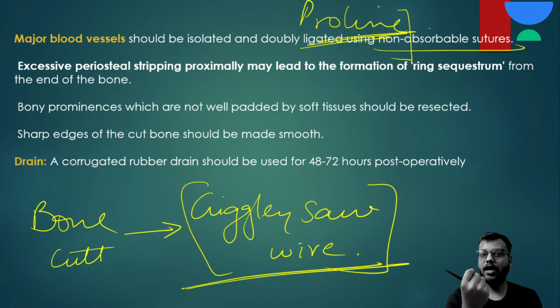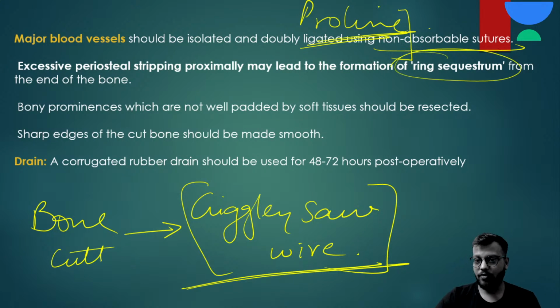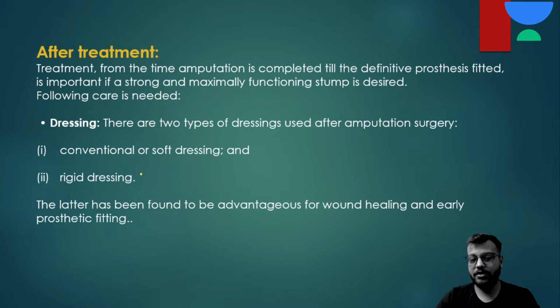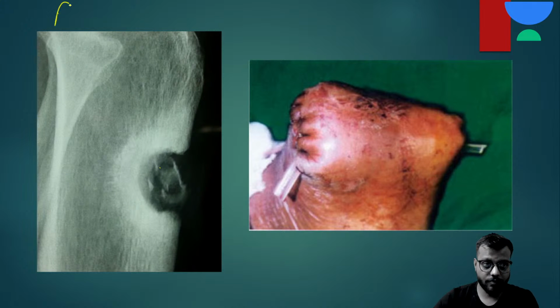cut the bone. Okay, so you remove the periosteum, but ज्यादा posteriorly you should not remove the periosteum because उसमें blood supply होती है, and if there is infection, अगर वो infection proximally it goes, then there will be osteomyelitis and it will lead to the formation of ring sequestrum. Okay, अगर आपने periosteum बहुत proximal तक remove कर दी है, then it can lead to the formation of ring sequestrum at the stump side. Okay, very important. And this is your ring sequestrum.